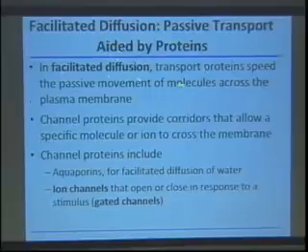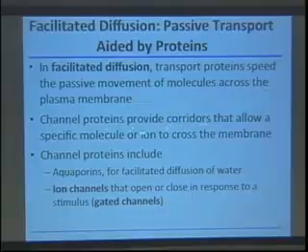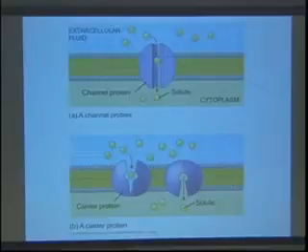Okay, so facilitated diffusion. So this means passive transport, but it's aided by proteins. So in facilitated diffusion, we have transport proteins that can help increase the rate of movement across the plasma membrane. Okay, so these, like the name says, provide these corridors or pathways that allow a specific kind of molecule or ion to go across the membrane. These include aquaporins, as we just said, but they also include channels for ions that can open or close in response to various kinds of stimuli. And these are called gated channels.